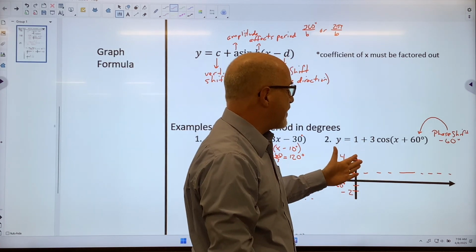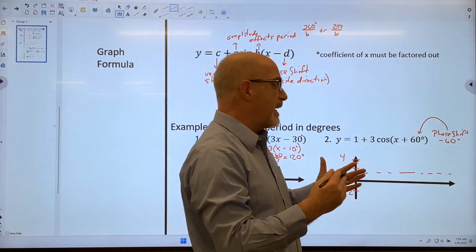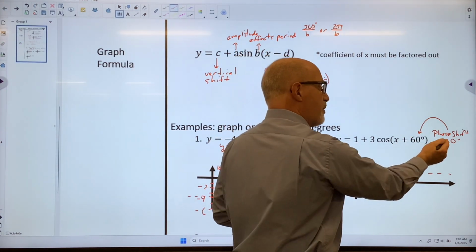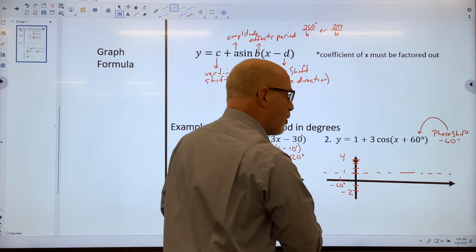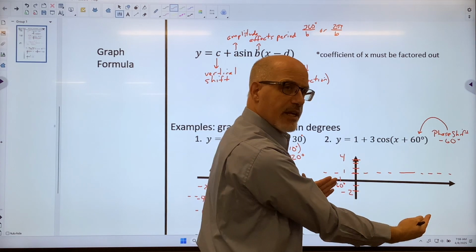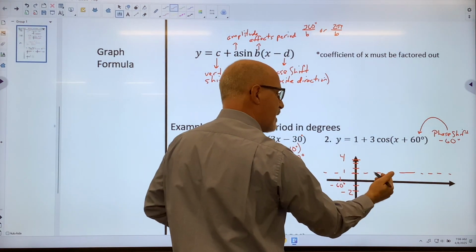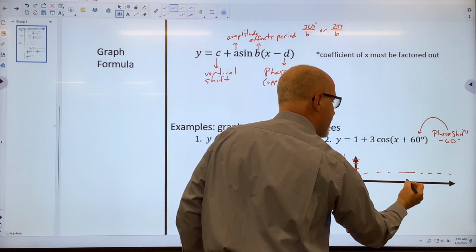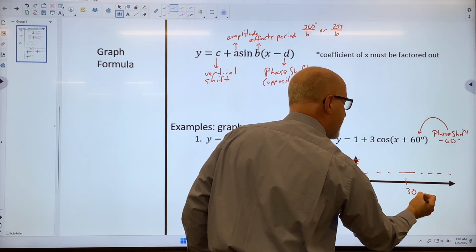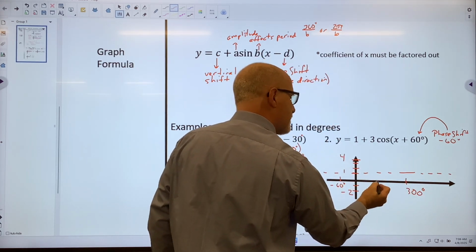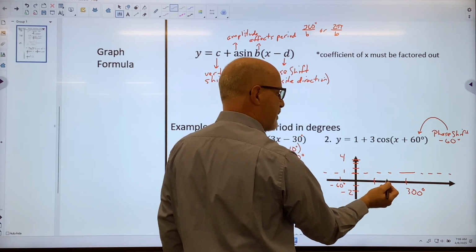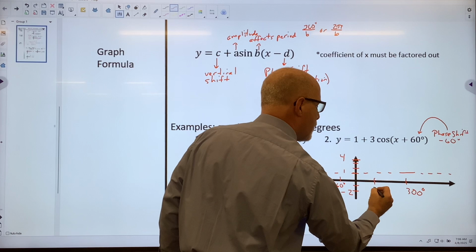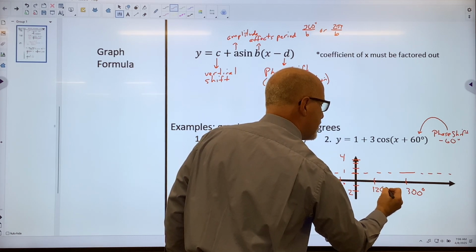So now I've got the information. I want to lay off my key points. So I'm going to start with my phase shift out here at -60 degrees. And I'm going to lay out one full period, which will take me out to 300 degrees if I add that on. So 300 degrees would be out here. And then I split that in half. If I take -60 plus 300, add them together, I get 240.